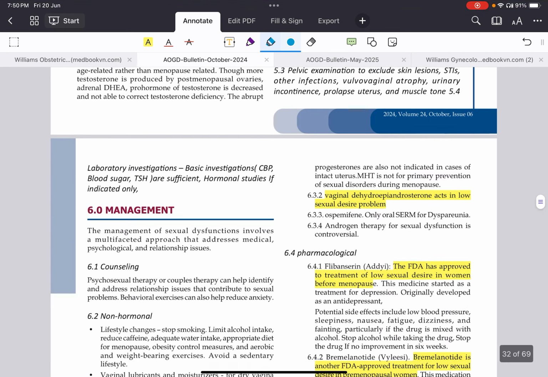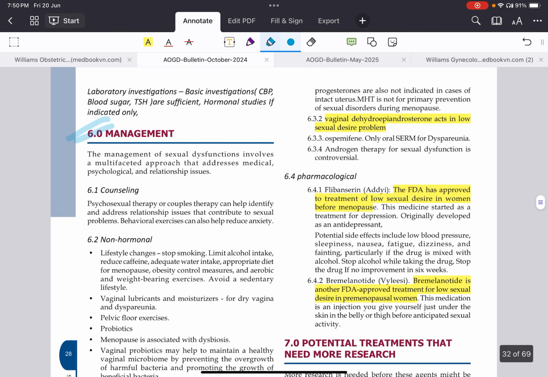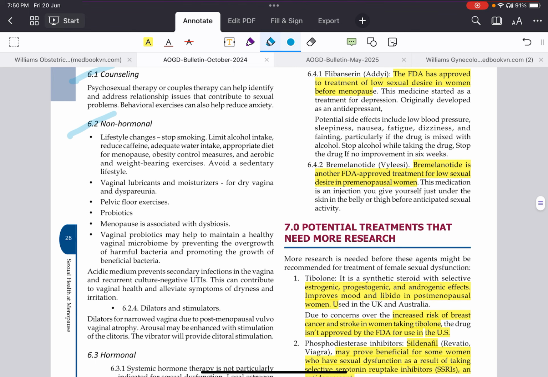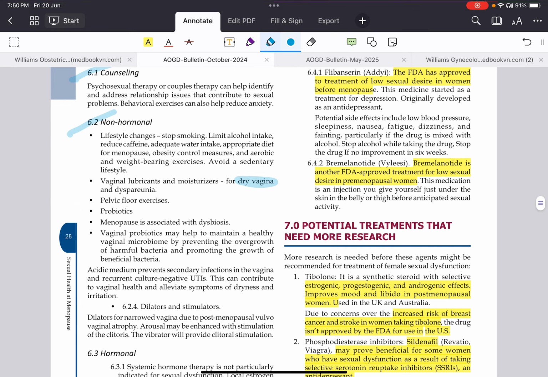Okay, we will learn about management. You will counsel her non-hormonally. You'll ask her some lifestyle changes. Vaginal lubricants can be given for dry vagina. Pelvic floor exercises. Menopause is associated with dysbiosis.